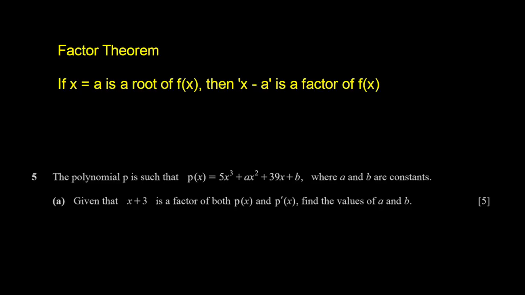And vice versa, right? If we know that x minus 7 is a factor, we also know that 7 is a root. So this is the key bit of knowledge here, because what we're told in the question is that x plus 3 is a factor. So what does that mean? It means that negative 3 is a root, right? Because x minus minus 3 is the factor.